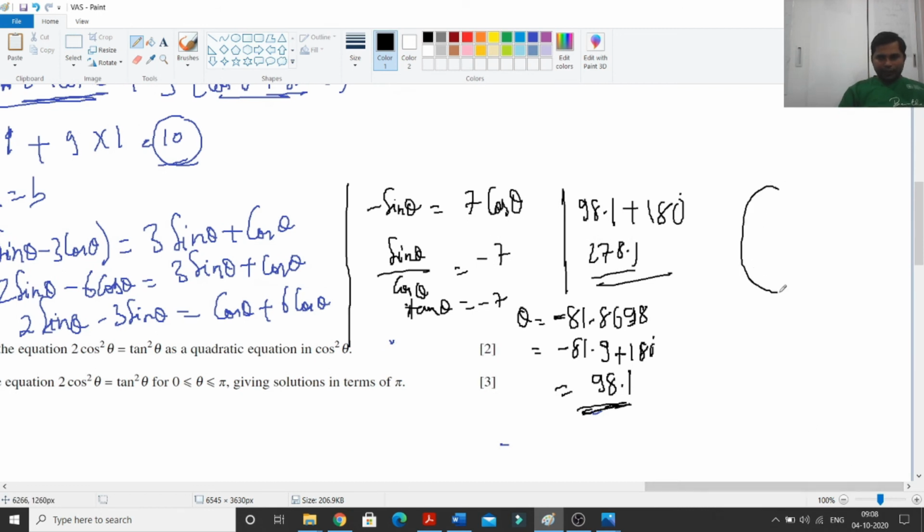There's another way to look at it. If you want to use a unit circle, as it is negative tan, it's a line having negative gradient passing through the origin. So it will have one value in the second quadrant and one in the fourth quadrant. So this is the value we want. But when you use the calculator, you will get minus 81.9, which is this angle. So minus 81.9 plus 180 will give you this angle, right? We are looking for this particular angle. So minus 81.9 plus 180, you will get this.